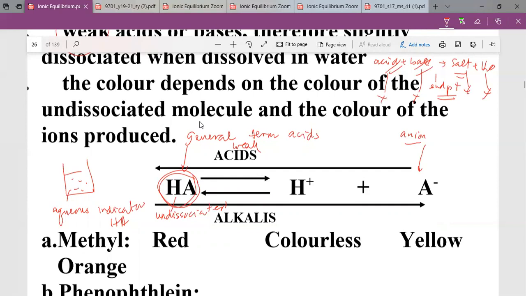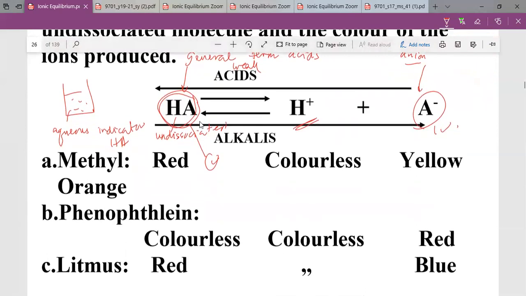So there are possibilities of two colors: HA is a color, and A- is a color. For example, your famous methyl orange: HA is red in color, and A- is yellow. That's why when you put methyl orange into acid it is red, and when you put methyl orange into alkali it is yellow.